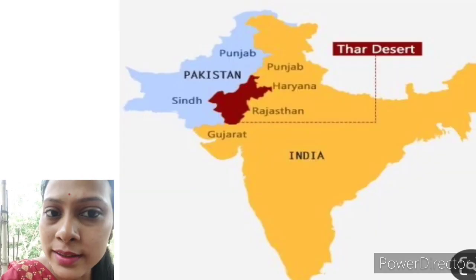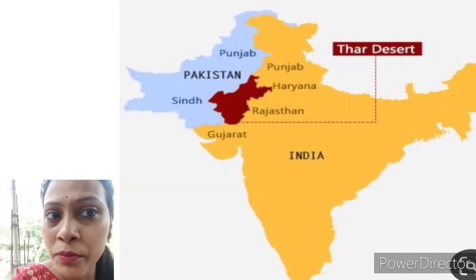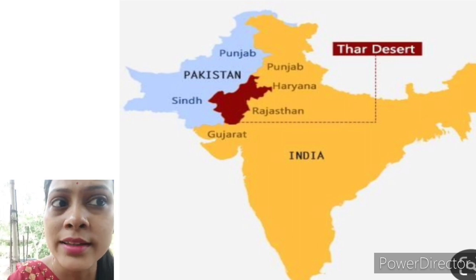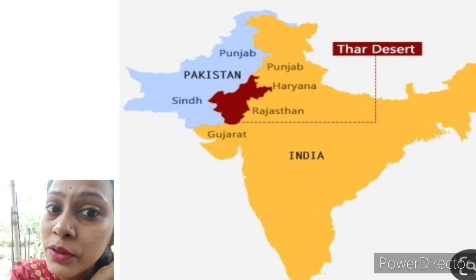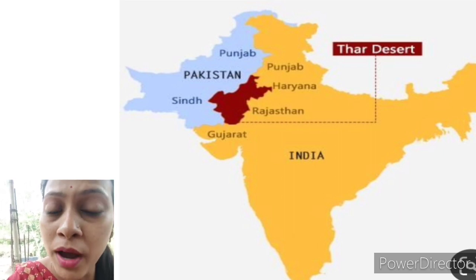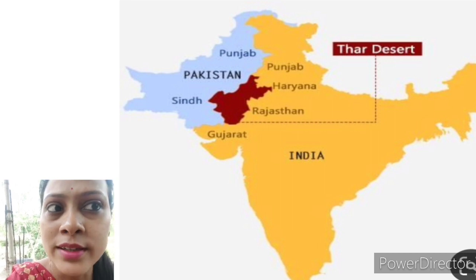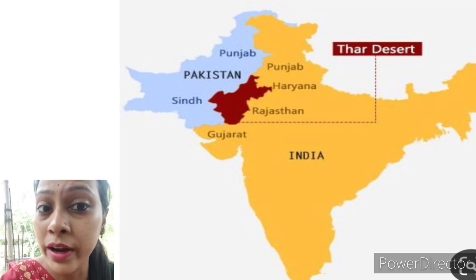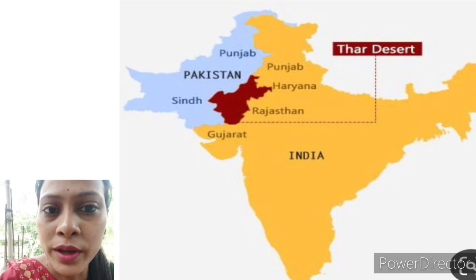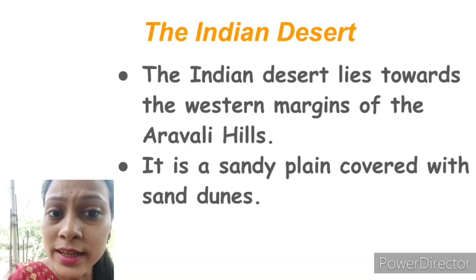Okay, so let's see. First you can see the map showing the great Indian desert, that is the Thar desert. So it lies in which state? It lies in Rajasthan. Towards the northwestern part of Rajasthan lies the Thar desert, Jaisalmer area. So it's bordering Pakistan. Okay, then let's see the characteristics now.